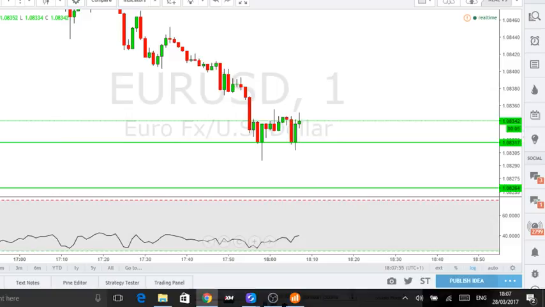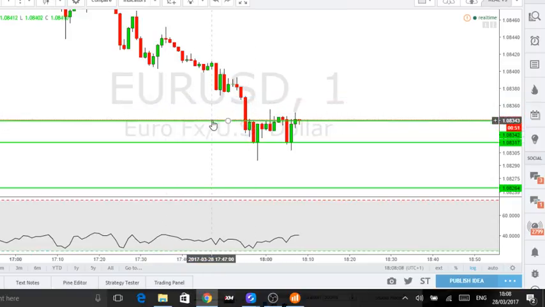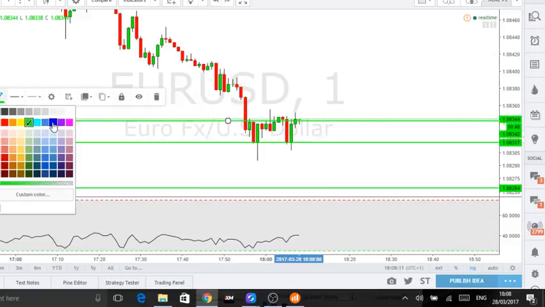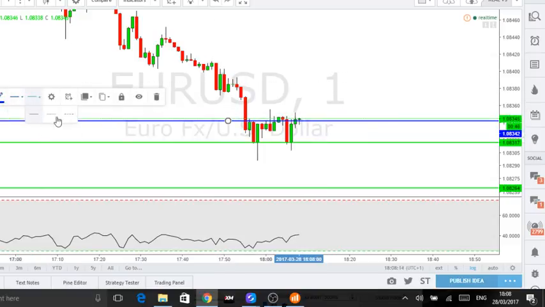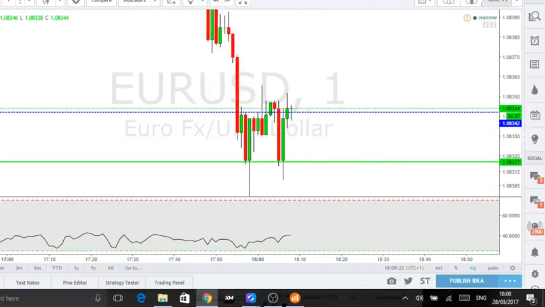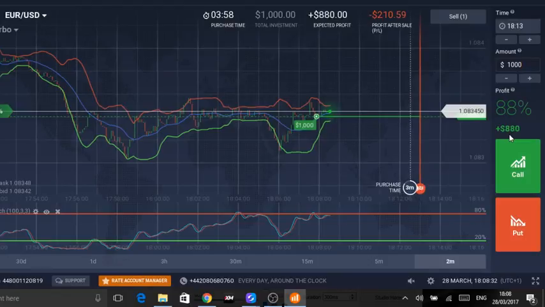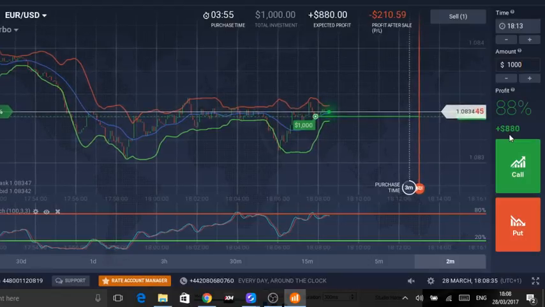Now, let's mark my entry. That's my entry. I'm going to make that a blue line with little dots on it. That will do. Perfect. So long as it's higher than this line here, where I entered, in the next 5 minutes, I make a profit. On this particular trade, I will make an 88% profit. So that means I'll make $880 profit.